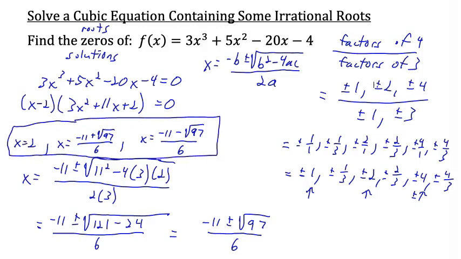So we use the rational root theorem to find potential or possible roots. We use synthetic division then to find one that was actually a root. That allowed us to partially factor the cubic polynomial. And from there we used the quadratic formula to figure out the rest of the zeros.